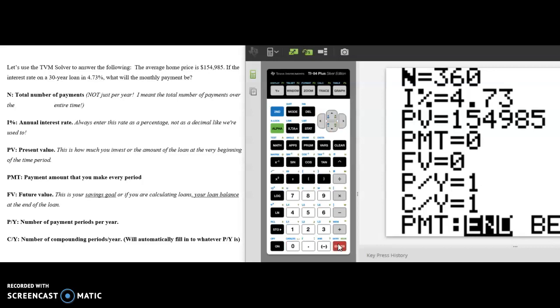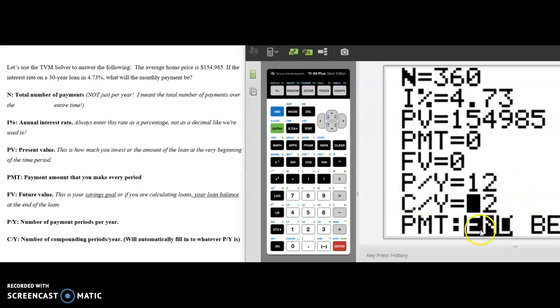The last 2 pieces are payment periods per year, and compounding periods per year. Those are going to be linked, okay? Basically it's asking how many times per year you are going to be paying, or how many times the interest is going to be compounded. So we're looking at monthly payments. So that's 12 payments per year. And notice that the compounding per year automatically filled in. These are linked together. So whatever you put in here is going to automatically fill in here.